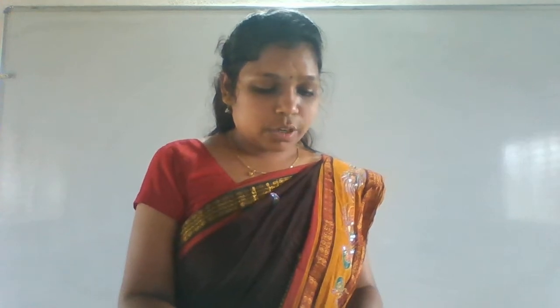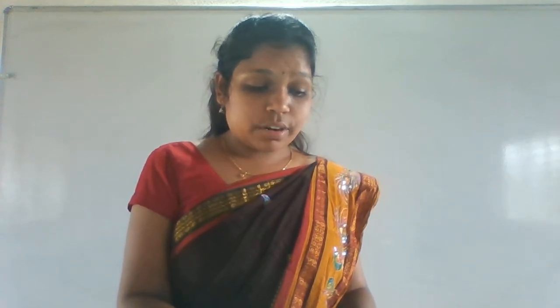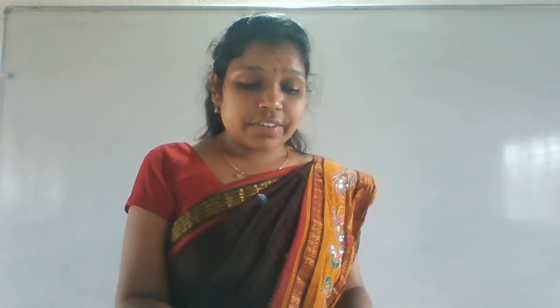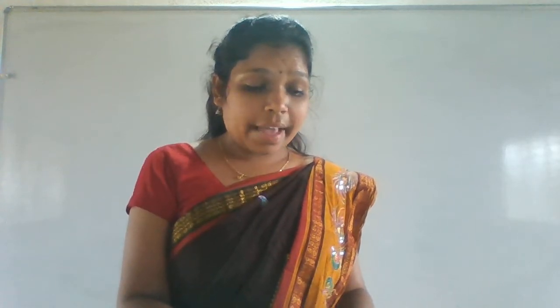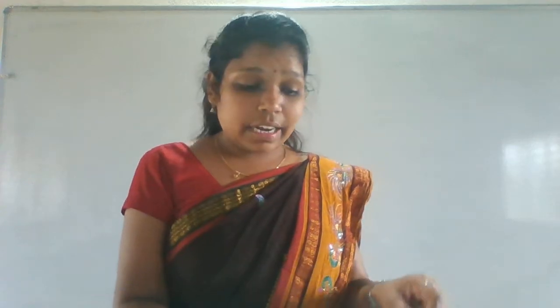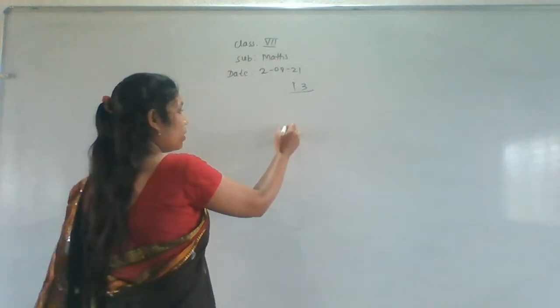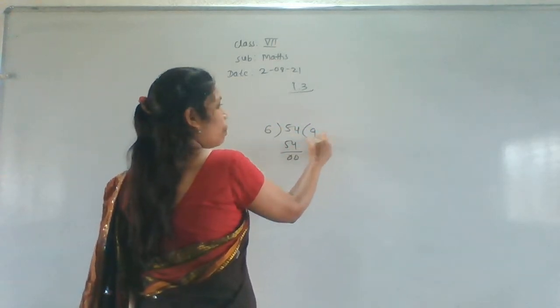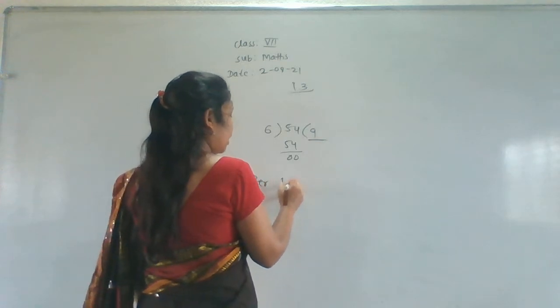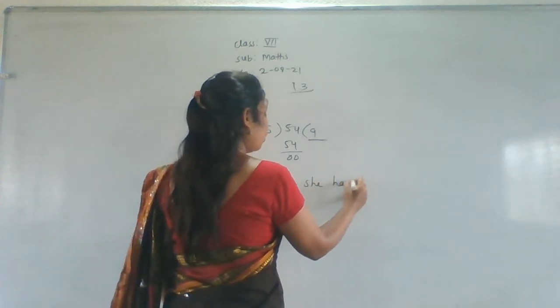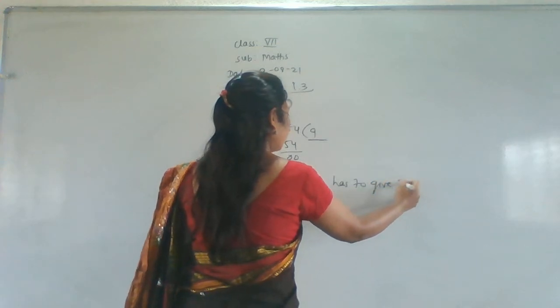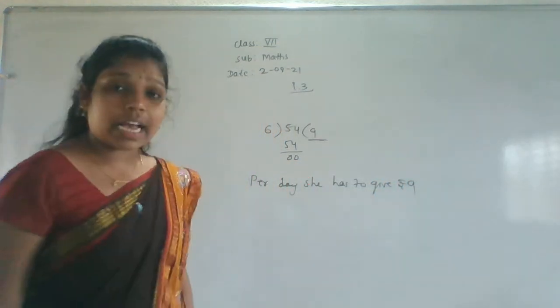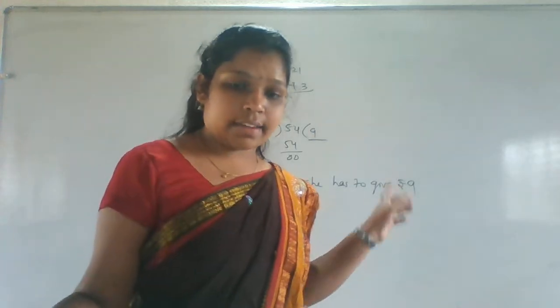So Geetika owes her brother rupees 54, and she plans to pay him back an equal amount from her piggy bank each day for 6 days. Giving an equal amount each day means divide 54 by 6. How much is it? 6 9s are 54. So per day she has to give rupees 9. That is the answer for that question.